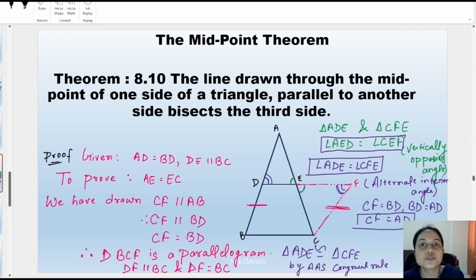And since these two triangles are congruent with each other, we can say their corresponding parts will be equal to each other. From here we can say that side AE of triangle ADE must be equal to side EC of triangle CEF. Therefore, side AE is equal to side EC by CPCT. And hence we are done with the proof.